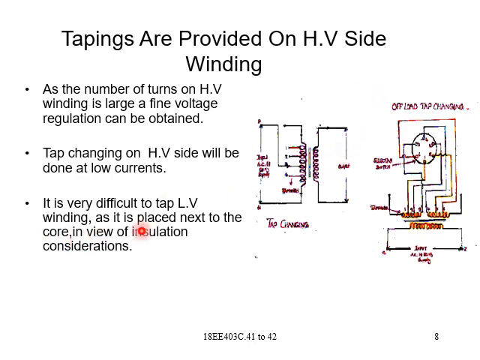So the HV winding is over the LV. First there will be a core, over the core there will be the LV winding, and over the LV winding there will be the HV winding. The LV winding is inside the HV, so it is mechanically difficult to place the tappings. It is very difficult to tap the LV winding as it is placed next to the core, in view of insulation considerations. So these are the two main aspects.